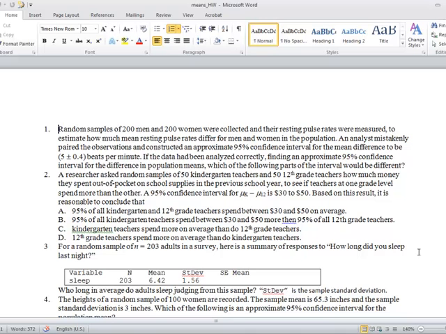Random samples of 200 men and 200 women were collected, and their resting pulse rates were measured to estimate how much mean resting pulse rates differ between men and women in the population. Forget what the rest of the problem says. What is the problem here that we have to test? Here is whether the hypothesis that we're formulating is about the mean. You see that statement here? Mean means average, means mathematical mean, means expectation.